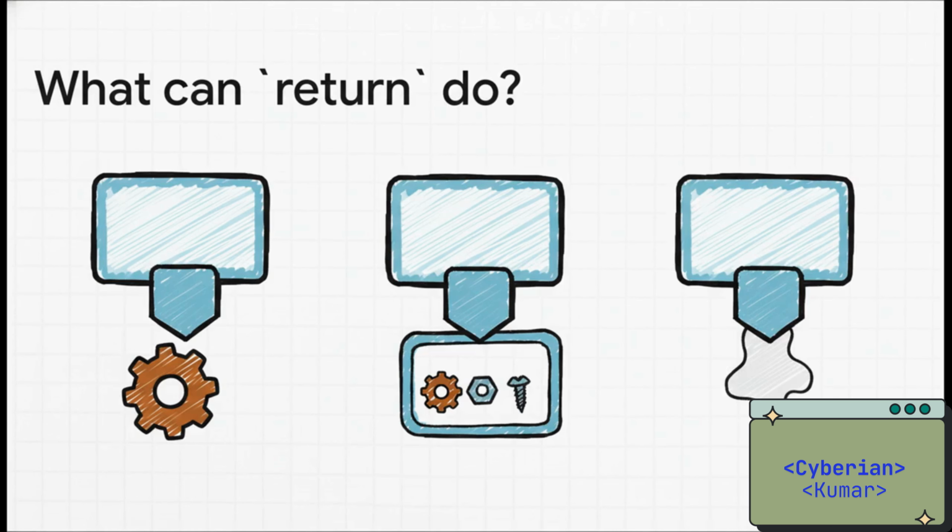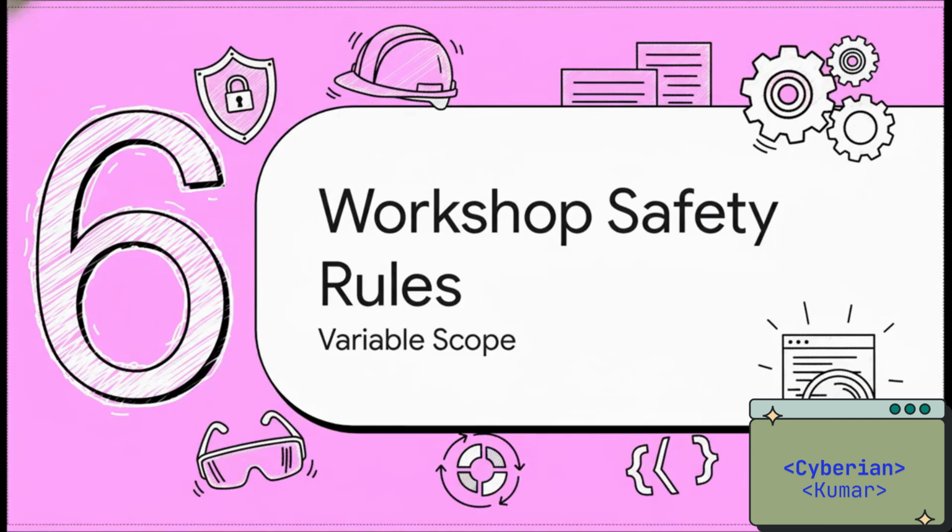And the return statement is pretty versatile. It can send back a single value just like we saw, but it can also package up and return multiple values all at once. And here's a fun fact. If your function finishes all its steps and never hits a return statement, it automatically, behind the scenes, returns a special value called None.